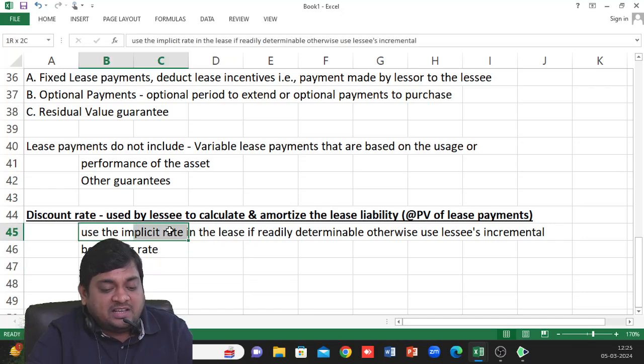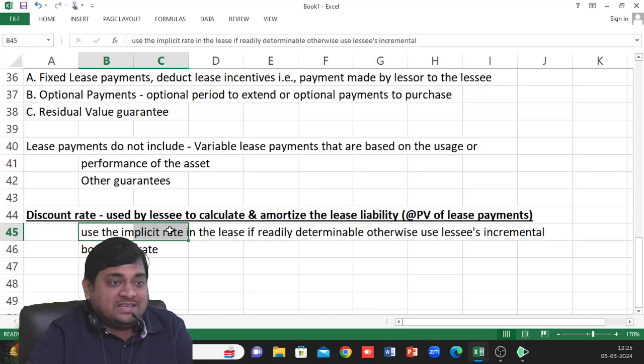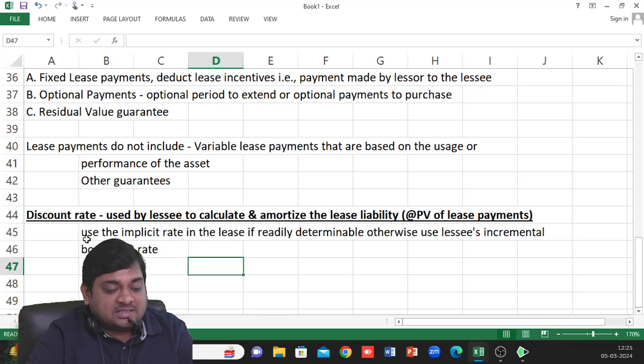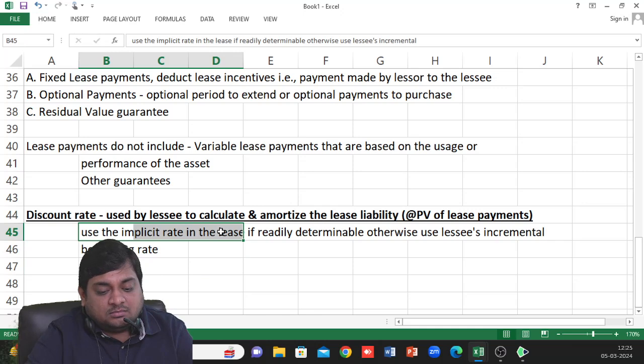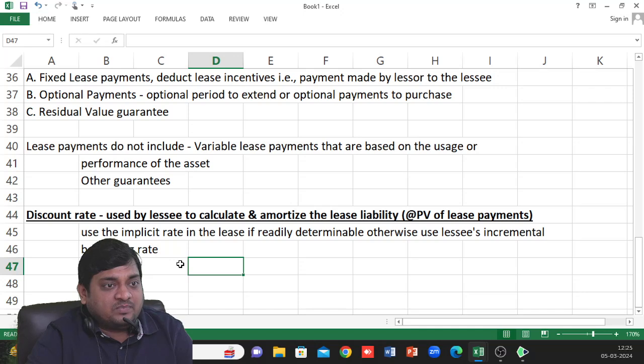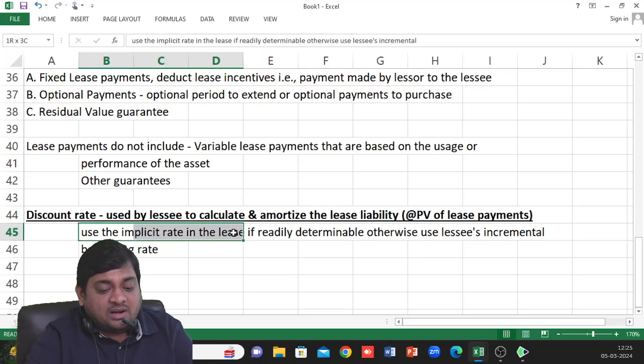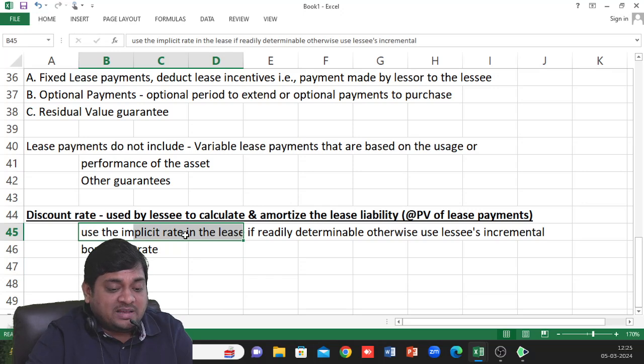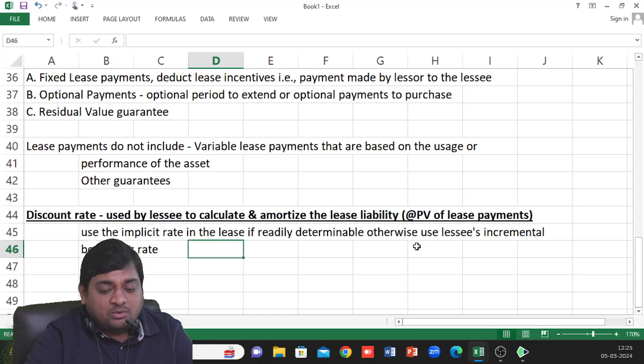This implicit rate is generally calculated by the lessor, right? This is the implicit rate in the lease. Like in finance you might have learned IRR, where you equate the inflow and the outflow and you get the rate. So basically implicit rate is that rate only. This implicit rate is calculated from the lessor's point of view, and it is used by the lessee to calculate and amortize the lease liability. So if this is not available, then you can use the lessee's incremental borrowing rate.